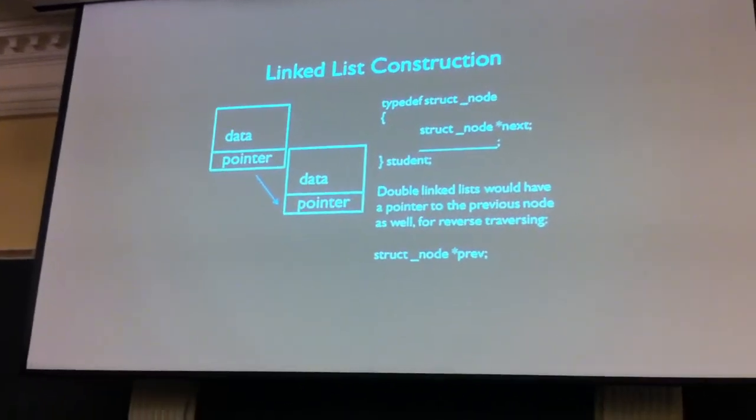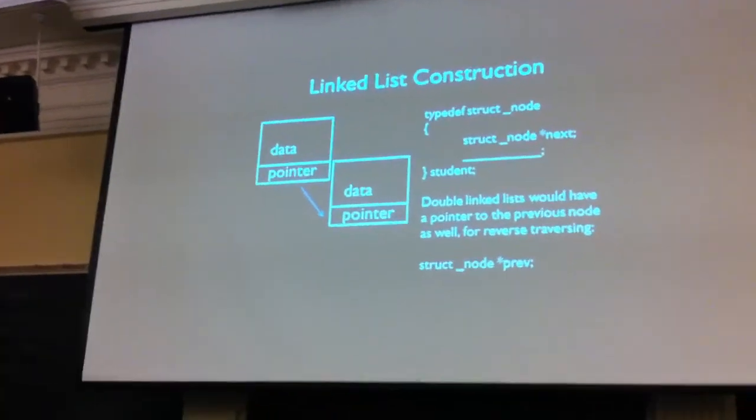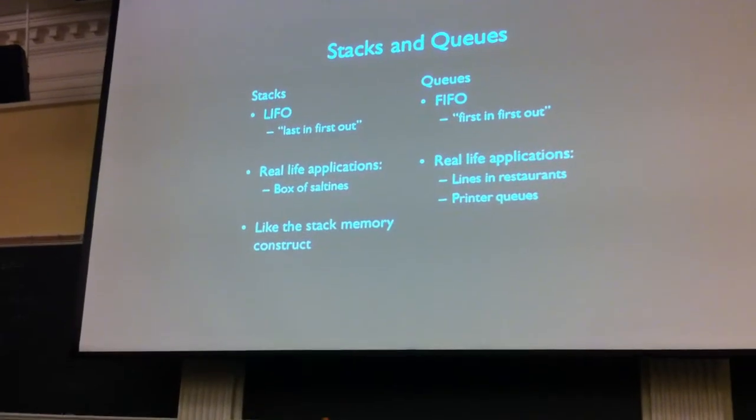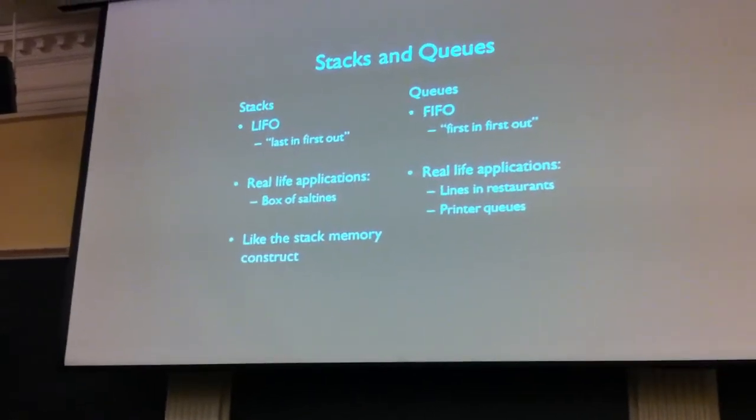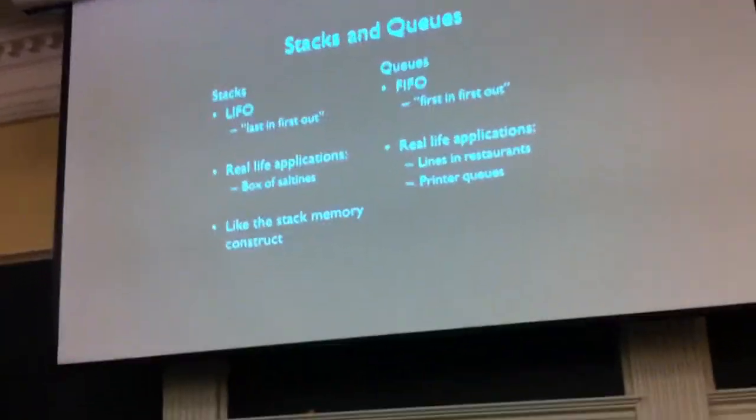Underneath, we can see doubly linked lists are the ones that point to the previous one as well as the next one. But for the purpose of this quiz, I don't believe you have to know that. Don't quote me on that. Does anyone have questions on linked lists? Pretty straightforward. And then stacks and queues.